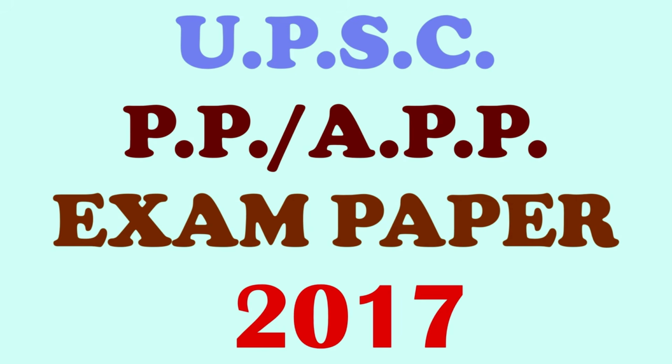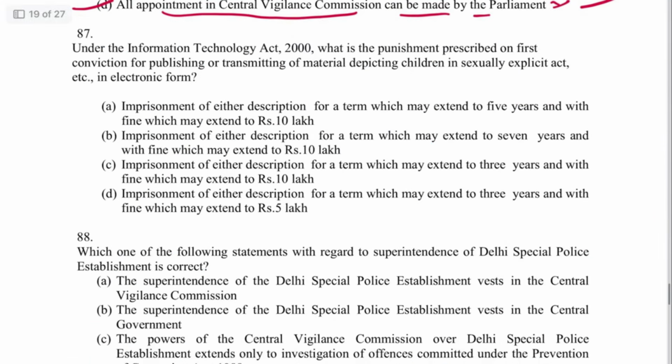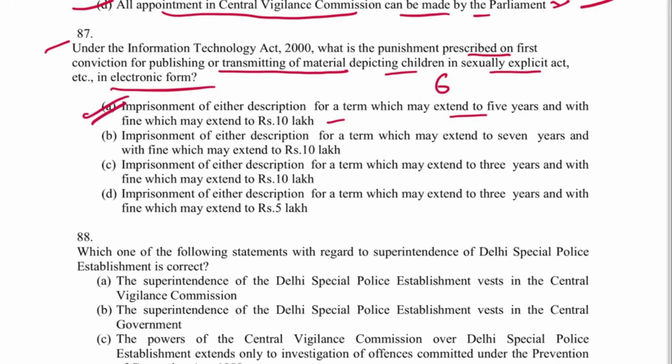Next, 87. Under the IT Act, what is the punishment prescribed on first conviction for publishing and transmitting material depicting children in sexually explicit act in electronic form? Imprisonment of either description for a term which may extend to 5 years and with a fine which may extend to 10 lakh. A is the answer. This is section 67B of IT Act.